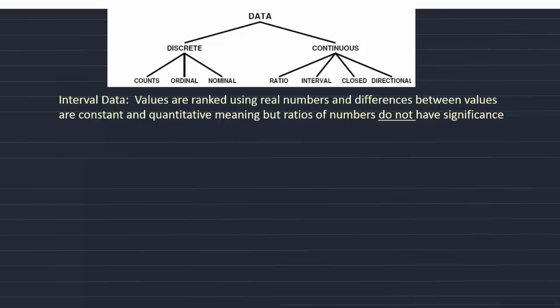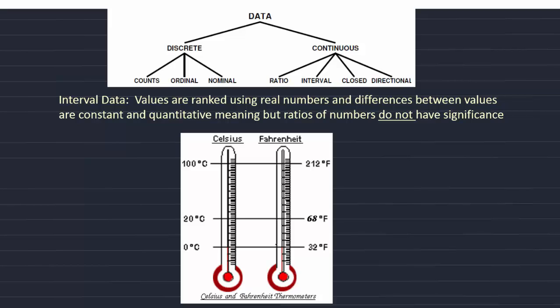The lowest level of accuracy for continuous data is interval data. For interval data, the values are ranked, and they make use of real numbers, and the differences between the values are constant and have quantitative meaning. But the ratios of numbers do not have real meaning. A nice example is temperature measured in degrees Celsius or Fahrenheit. 20 degrees C is definitely cooler than 100 degrees C. 21 degrees C is the same temperature difference from 22 as 22 is from 23, but there's no meaning in the ratio of 100 to 200 degrees C. 100 degrees C is not 5 times hotter than 20 degrees C.